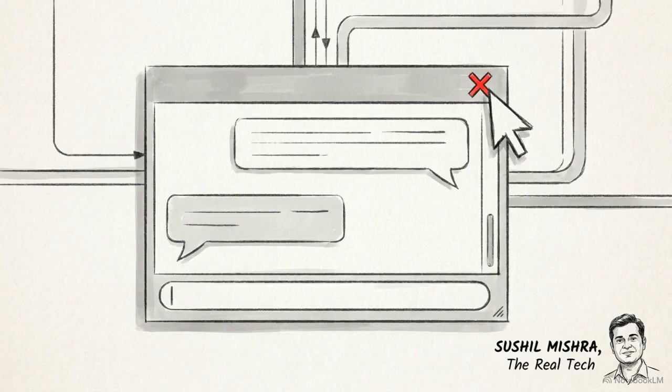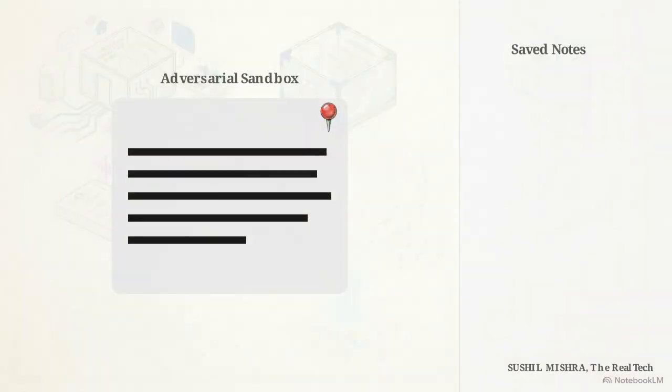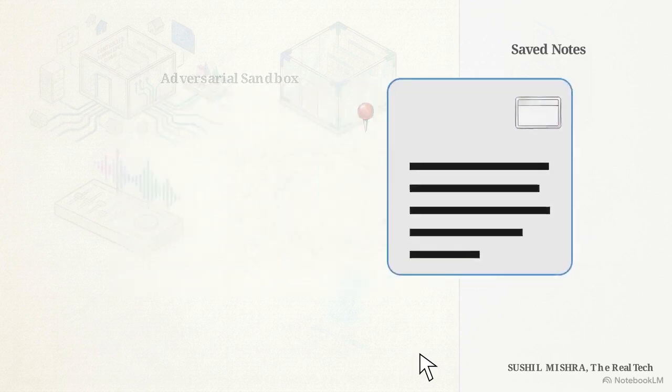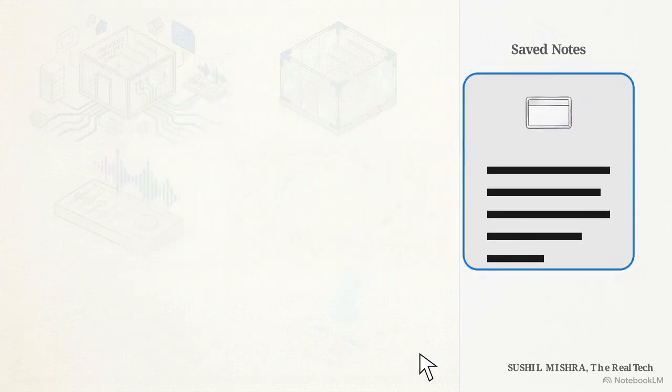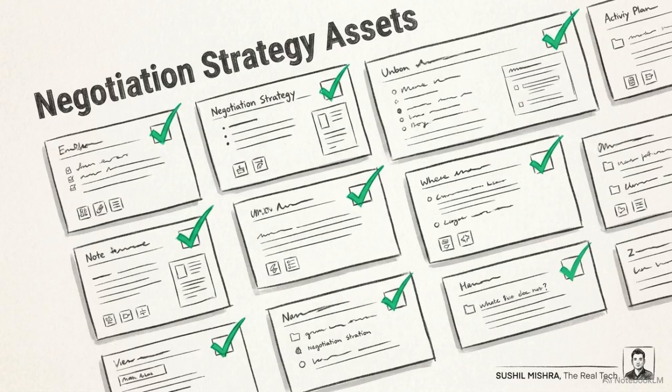This strategy is highly effective, but it is also temporary. If you close the chat window without taking action, all of these generated insights will be lost. To preserve your strategy, click the Save to Note pin icon. This instantly moves the text into a permanent card that stays within your notebook for future reference. Consistently saving your notes turns quick chat responses into permanent intellectual property you can use to prepare for future negotiations.